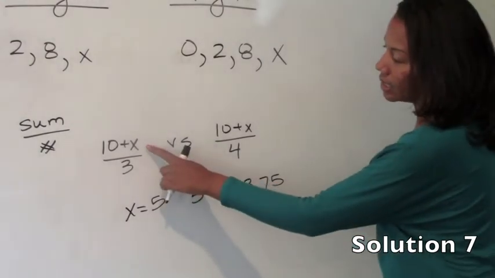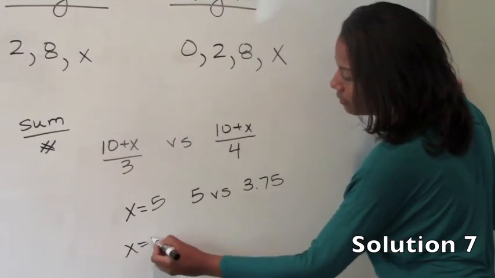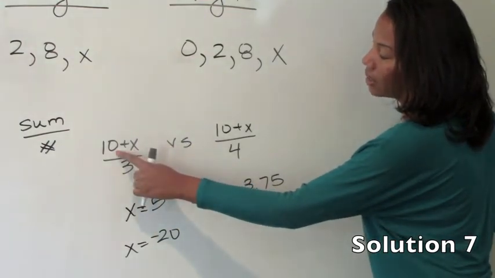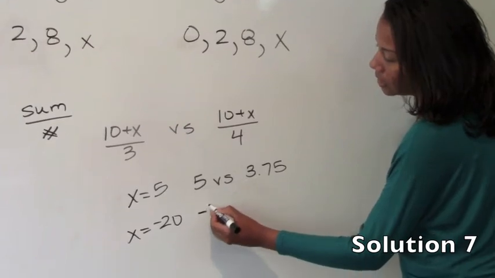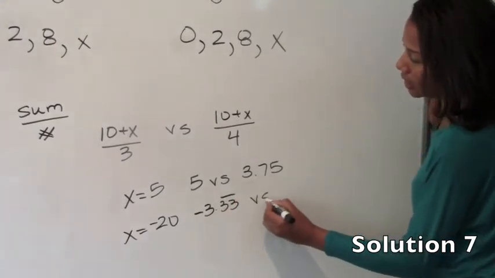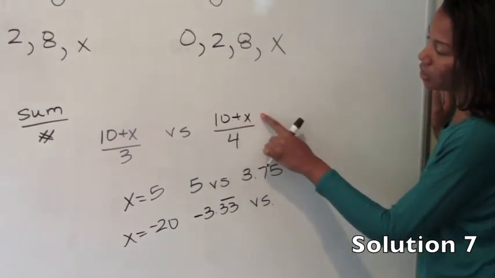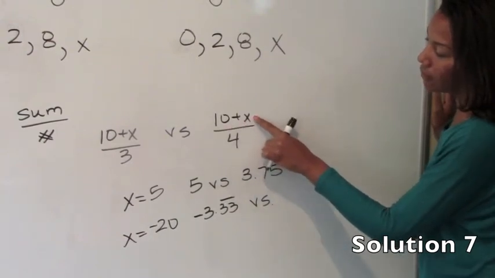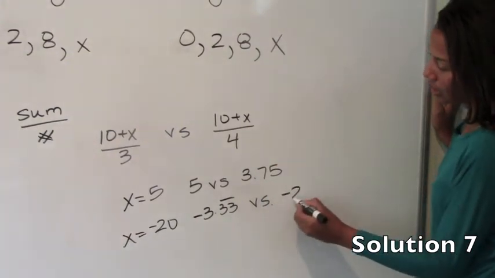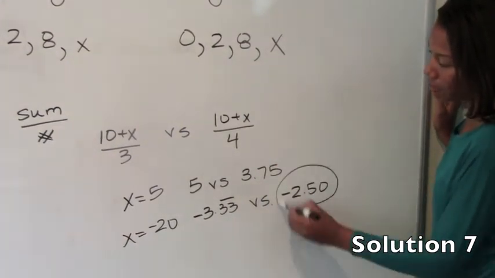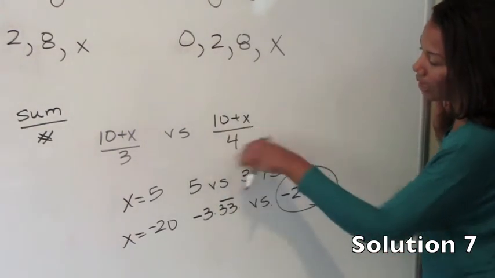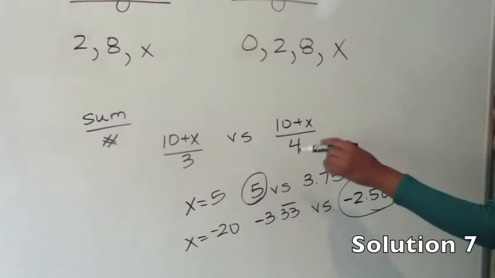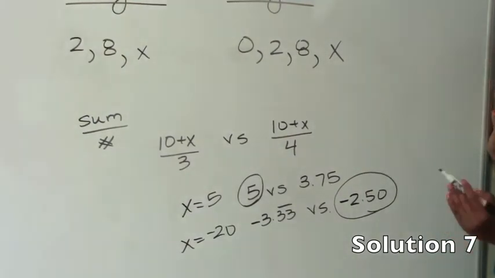Now let's say that x is negative 20. So if x is negative, we might get a different result. 10 plus negative 20 is negative 10 divided by 3, which is negative 3 1/3, versus putting in the negative 20 over here: 10 plus negative 20 is negative 10 divided by 4, which is negative 2.5. So this number is actually bigger when x results in a negative fraction, and over here when x produces a positive fraction, column A is bigger. So you can get A is bigger, B is bigger, or that they are the same. So the answer is D.